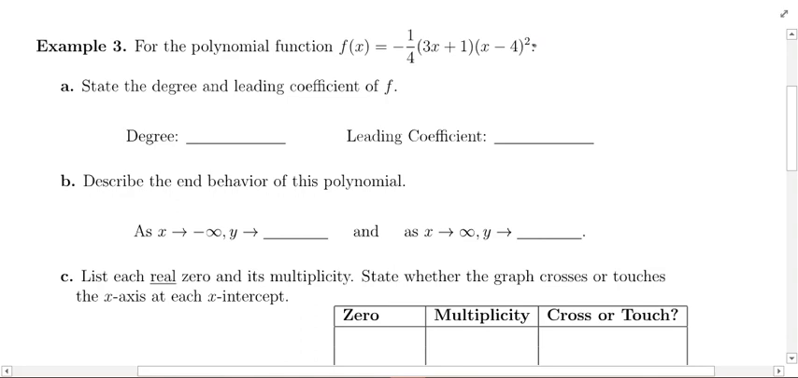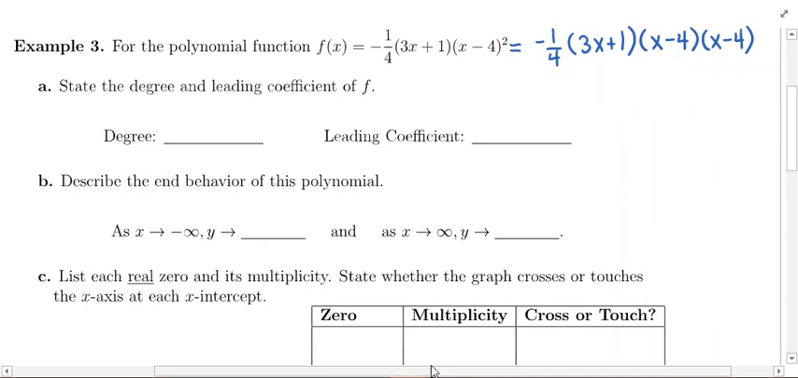Okay, when you look at this polynomial function, it's got the negative 1/4, that's a number out front. That is multiplied by 3x plus 1, that quantity. And then the x minus 4 is squared. Okay, so I want you to break it down like we've broken things down in the past. If you square something, you multiply it by itself. So this is going to be x minus 4 times x minus 4. Okay, so that's how we're going to break this down to begin with.